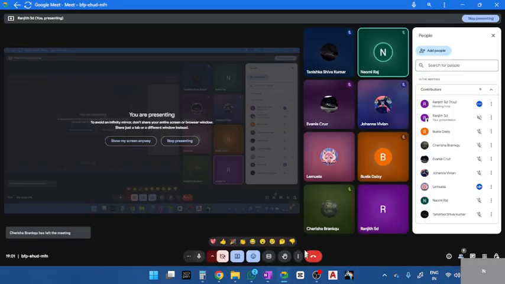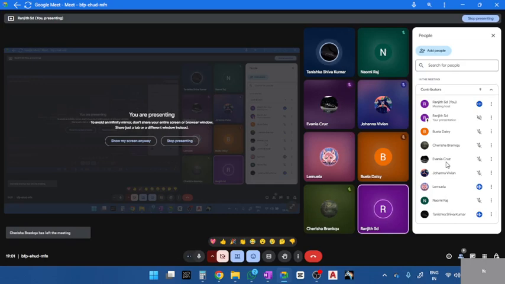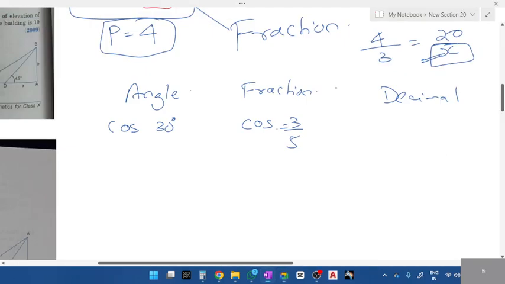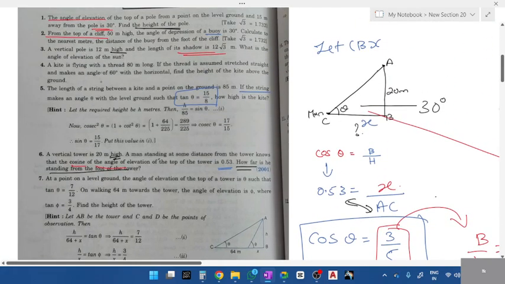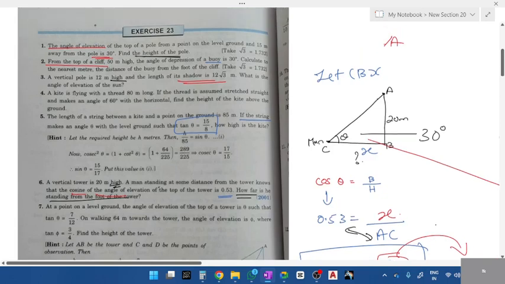Do you have any doubts in this? Tanishka, Lemula, Joanna, Cherisha, three different types. So your first thing, students, check what kind of questions you get. Let us see the first question. What did we have in the first question? Did we have angle, fraction, or decimal?